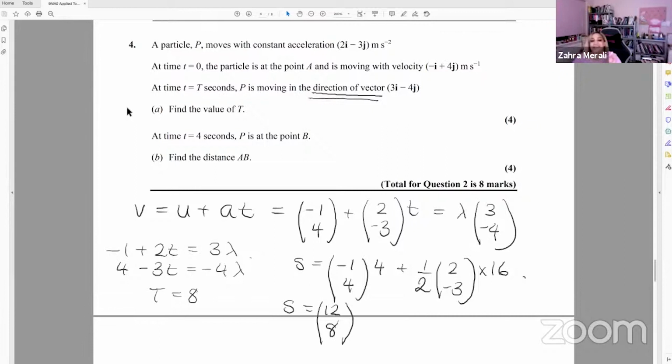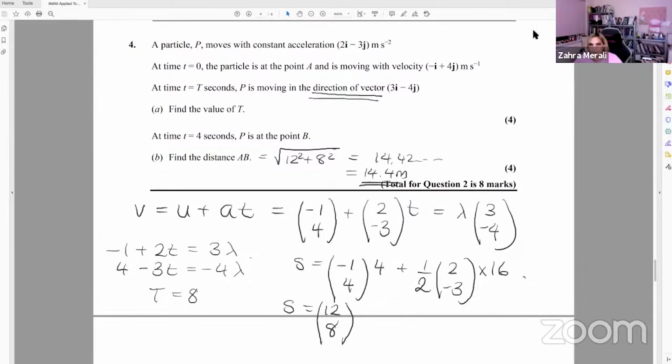But that isn't our distance. That is the position vector. To find the distance is like finding the magnitude. We have to Pythagoras it. So the distance is going to be the square root of 12 squared plus 8 squared, which gives us 14.4222 something. So let's say 14.4 meters.